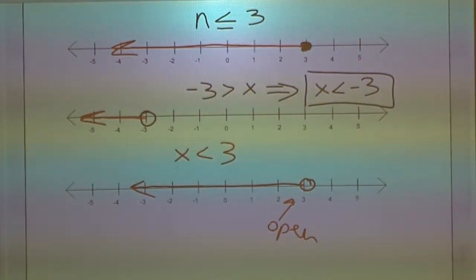Again, this was kind of an introductory section to Chapter 3, dealing with inequalities, and we'll work on it a little bit more tomorrow in class.